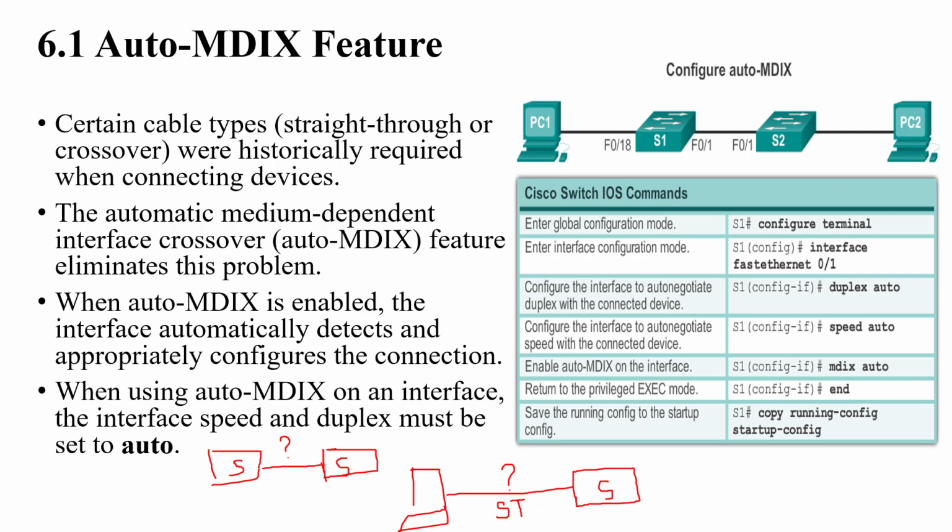But if you connect similar devices, switch to switch or PC to PC, say I want to connect this PC with another PC, these are all similar devices. So here you have to use a crossover cable. If you are connecting similar devices, you need a crossover cable. The same thing, switch to switch, you need a crossover cable.